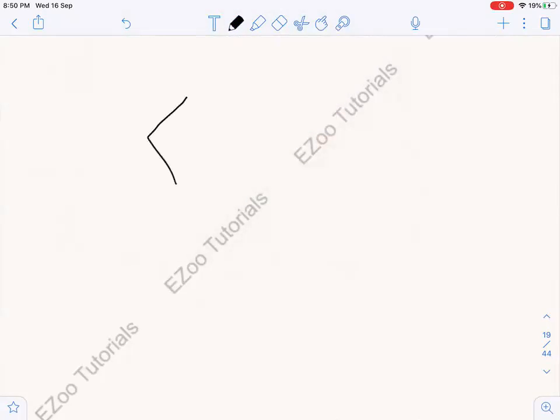Now let us draw the cyclic structure. Hopefully you have drawn it. This is the cyclic structure. I have put HOH here. HOH.